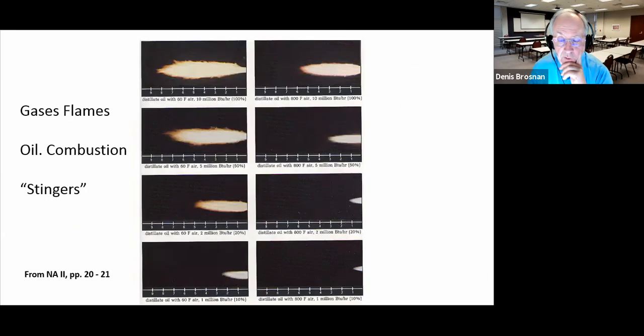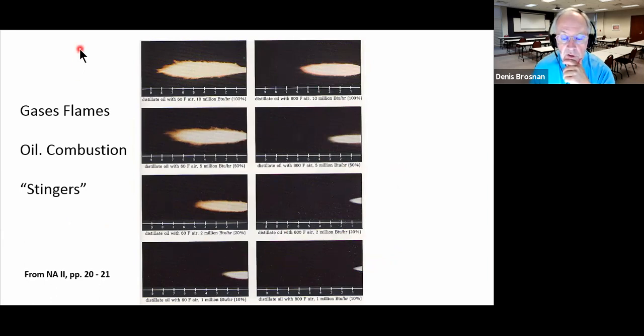But here's some oil flames. Again, we have the same heat outputs. I didn't note these on the slide. Low output 1 million BTUs per hour, 10 million BTUs per hour. This is the high temperature situation, 800, and this is the low temperature furnace situation. So you can see the flame profile changes depending on the temperature and the fuel output.